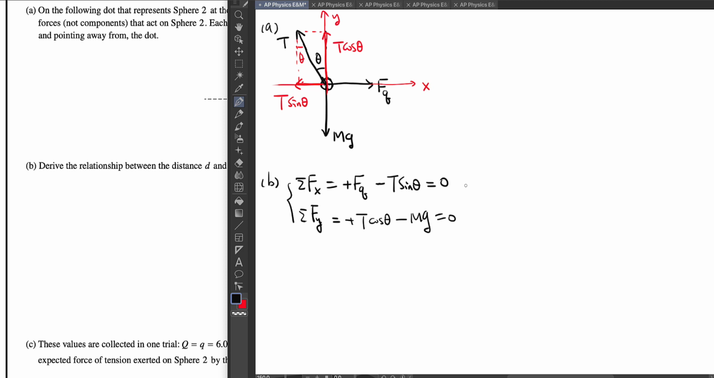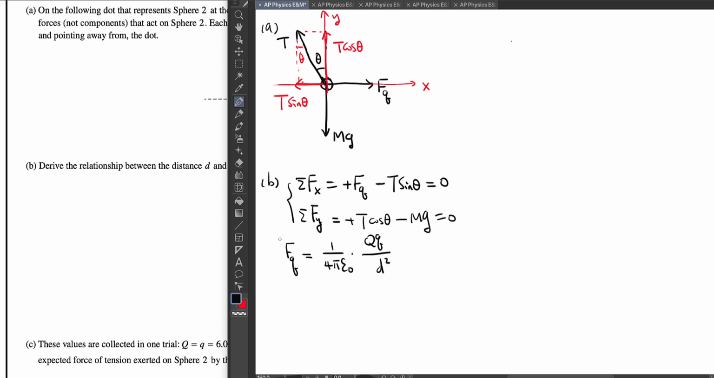All right, so now with that, we can solve for Fq, because we need the force between them. Right, so let me write it here. Fq is 1 over 4 pi epsilon naught Qq over d squared. That's Coulomb's law, right? The force between them is given by the Coulomb constant 1 over 4 pi epsilon naught and the two charges' product, divided by the distance between them squared.